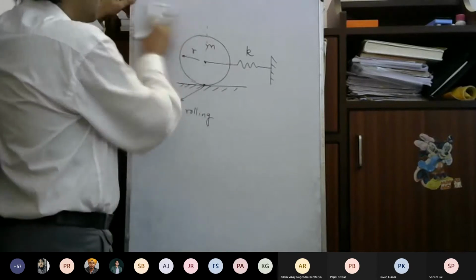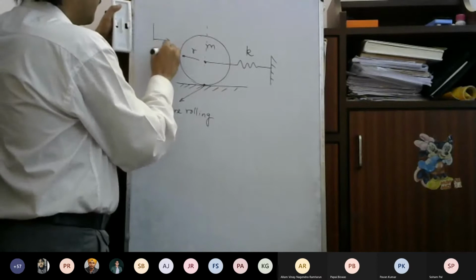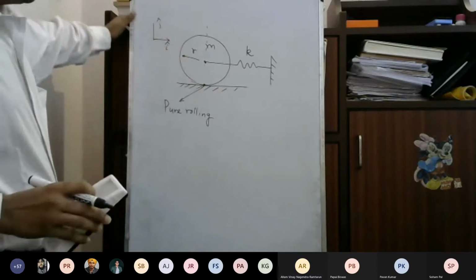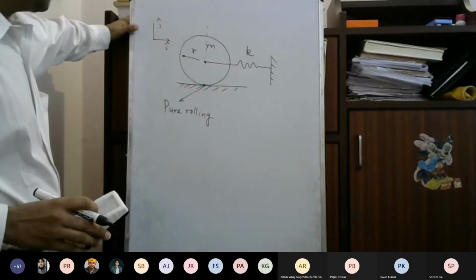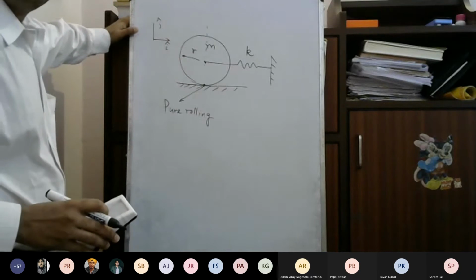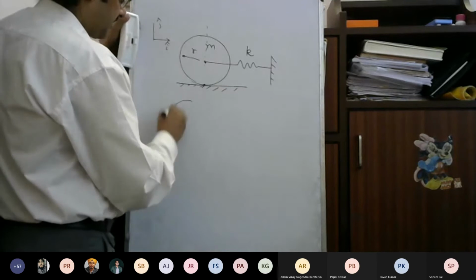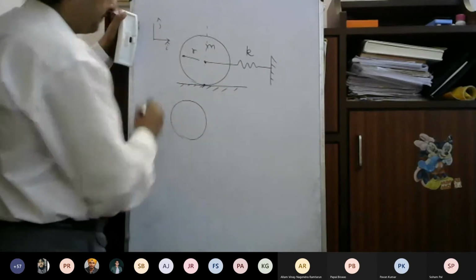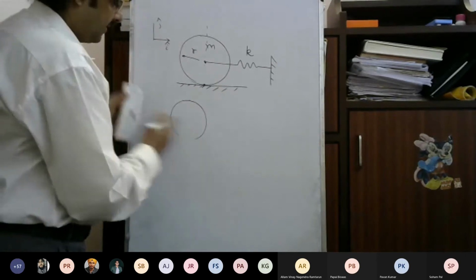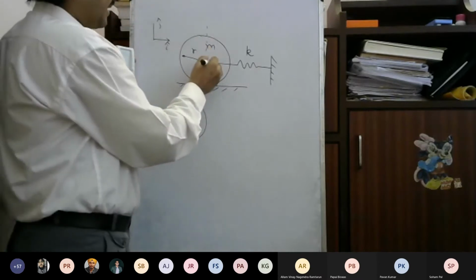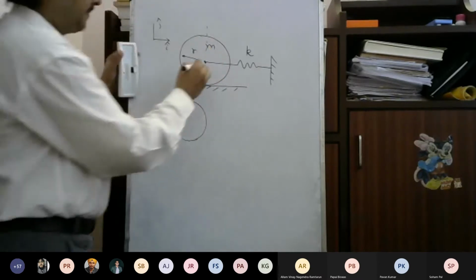Is it visible? Visible, sir. Okay, so first of all, if you use Newton's law, you will have to first draw the free body diagram and write down all the equations of motion. So if you draw the free body diagram, when this is rolled by an angle, let us say theta, what will happen?